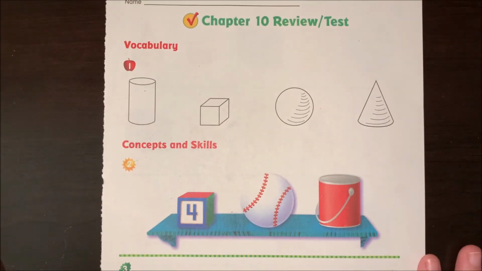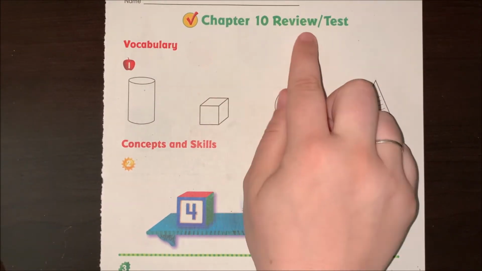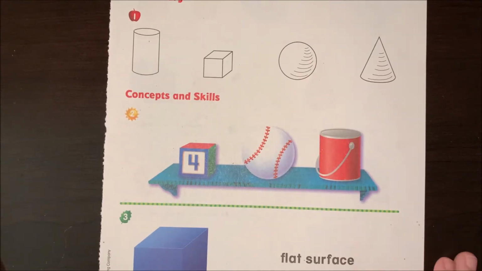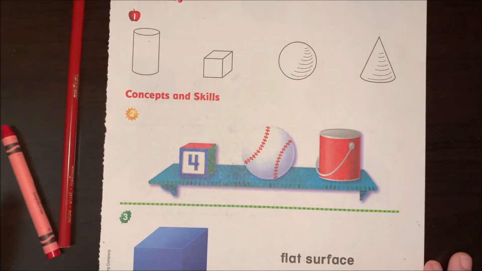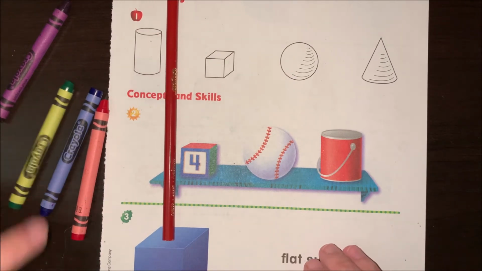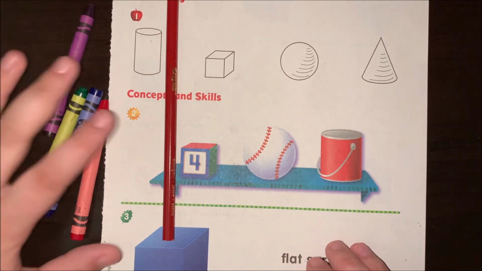Hi friends, today we have chapter 10. We're going to use this as a review today. I'm not going to do it as a test, so we'll go over all of these. You'll need your pencil today. You'll also need a red crayon, a blue crayon, a green crayon, and a purple crayon.